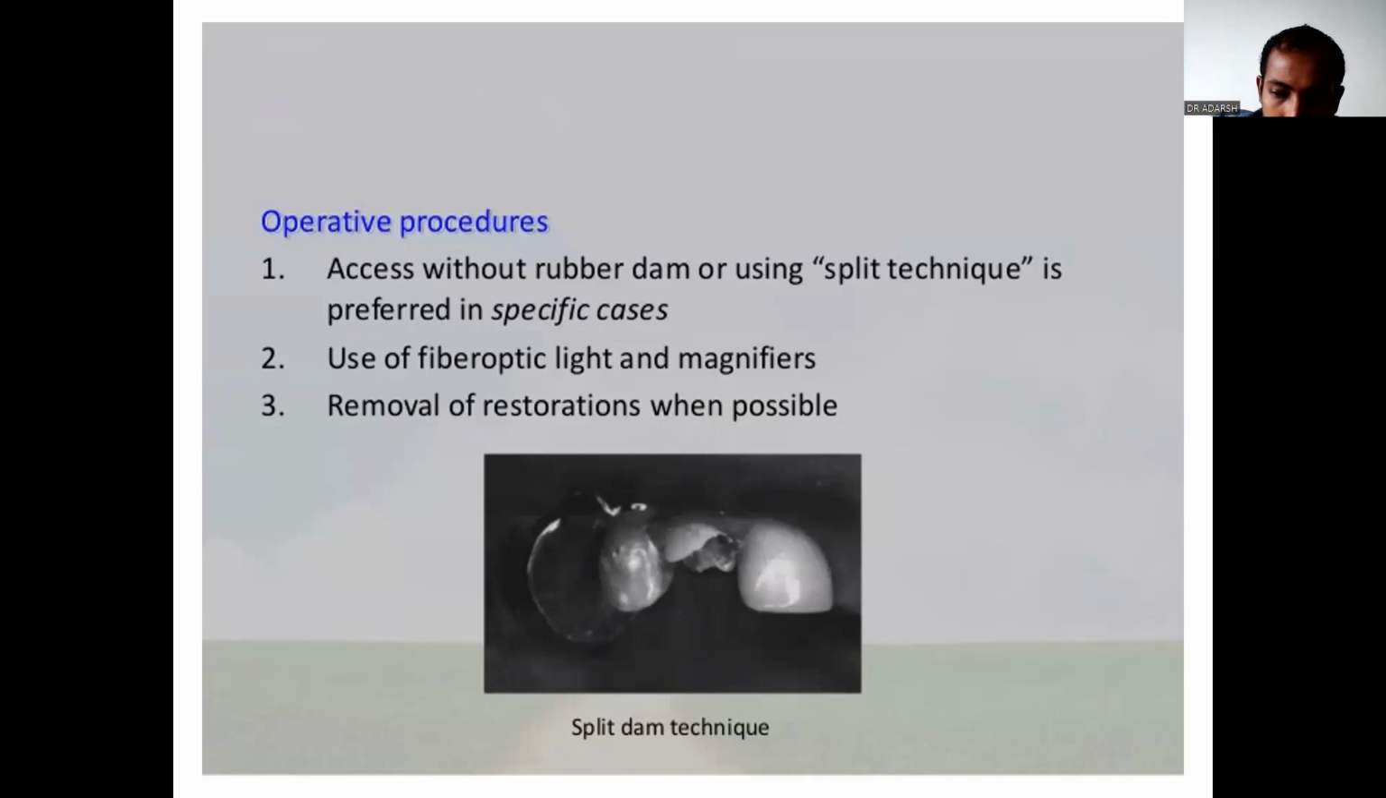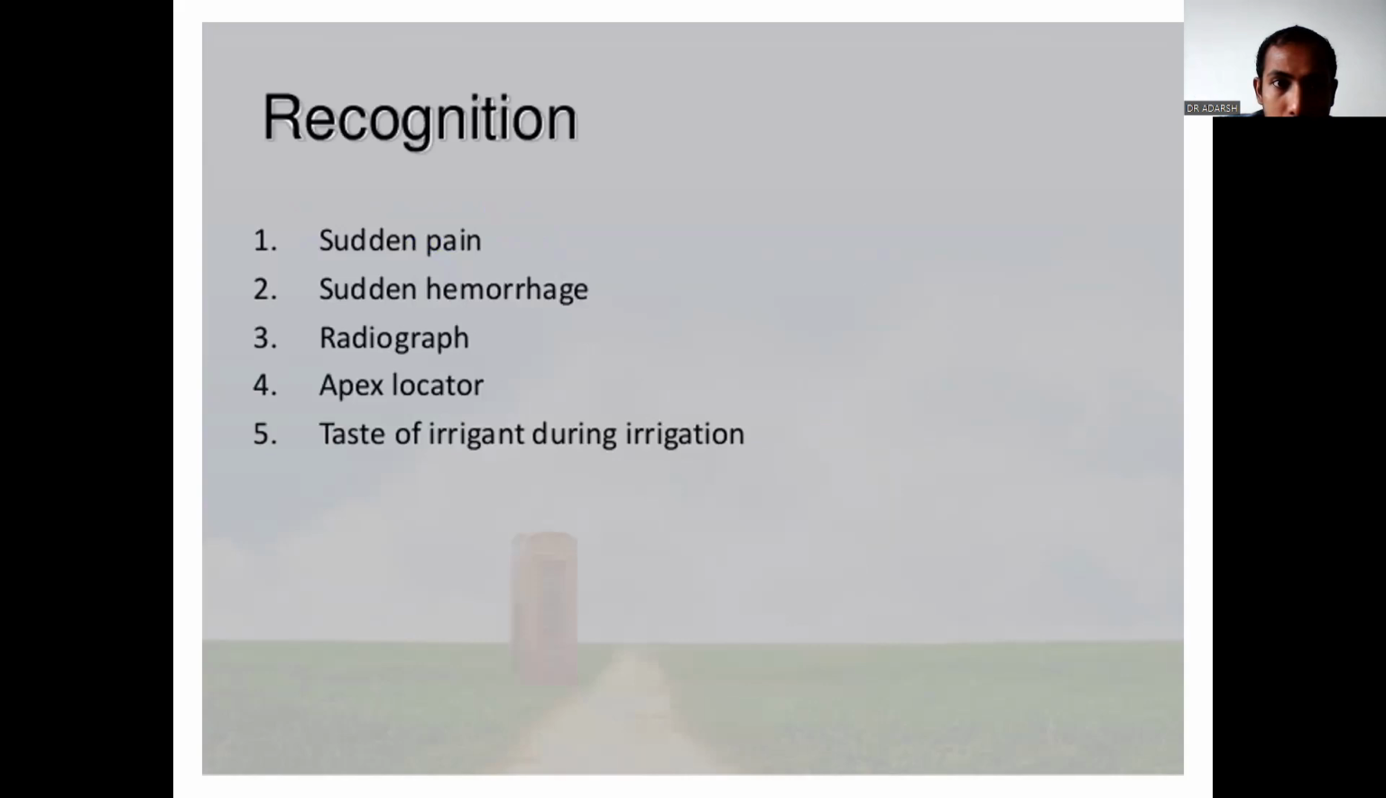For example, if we use a rubber dam only on the particular tooth to be treated, then you may tend to miss the alignment of the tooth. Suppose instead, if you use a split technique, along with the main tooth to be treated, the adjacent teeth are also involved along with the rubber dam. In such conditions, you can easily judge the alignment of the tooth, and you can use the fiber optic light and magnification for a better view, and also remove the restorations when possible, so that the restoration does not interfere with the vision.